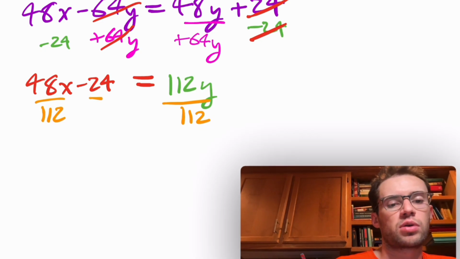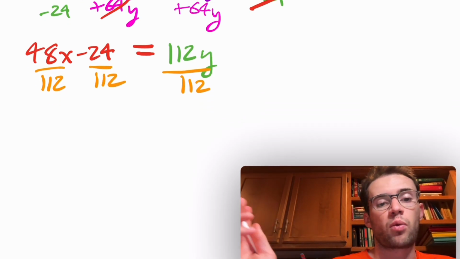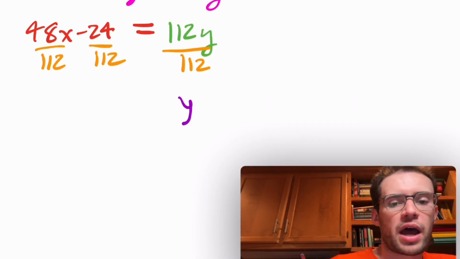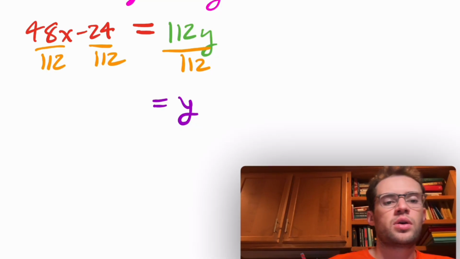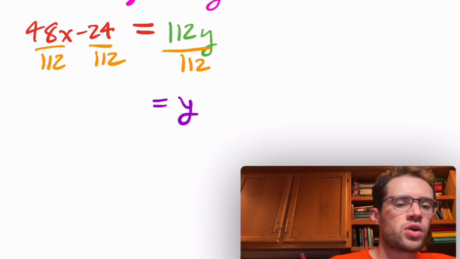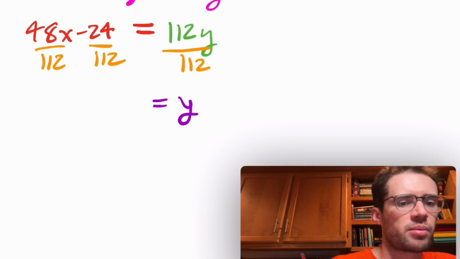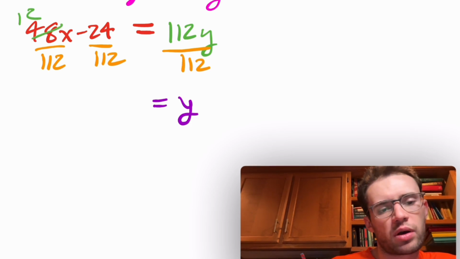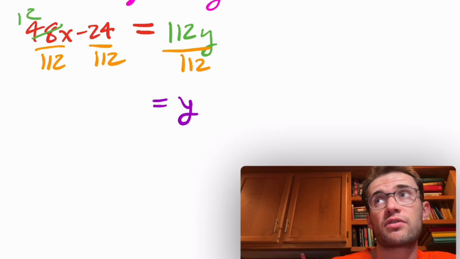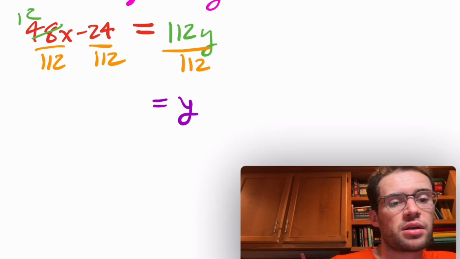So instead of 112 times y, we just have 1 times y, or y. And y is equal to 48 over 112. Well, both of those are multiples of 4. So we could divide 48 divided by 4 is 12. 112 divided by 4, well, 100 is 25, and then 12 is 3. So it would be 28.